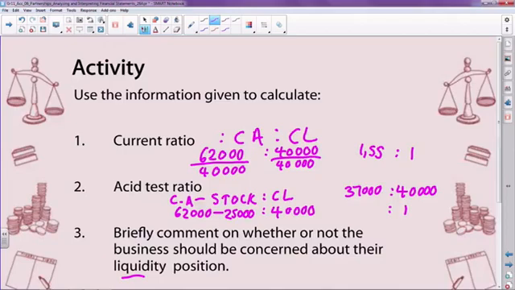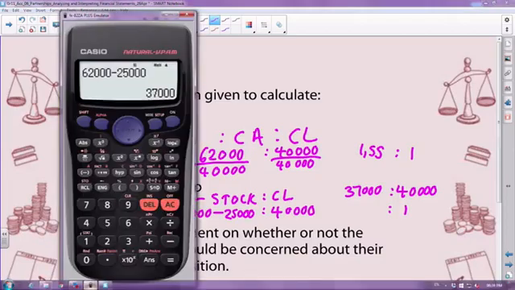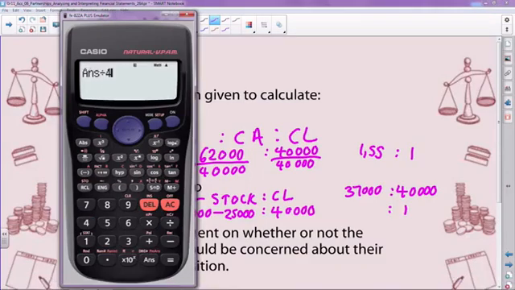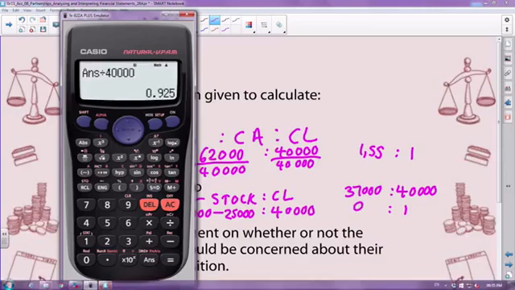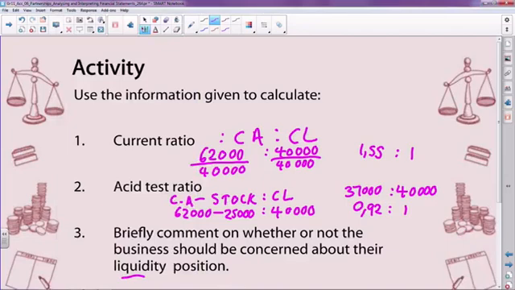So 37,000, let's get the calculator out again. So 37,000 divided by 40,000, and that gives me 0,92 is to 1. Okay. Right, so I've done the calculations for both the current ratio and the asset test ratio.